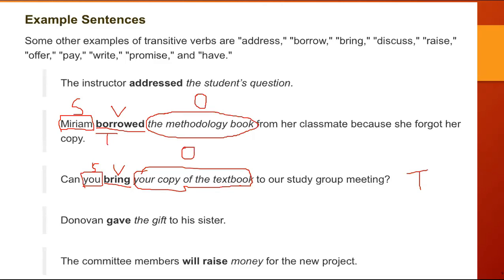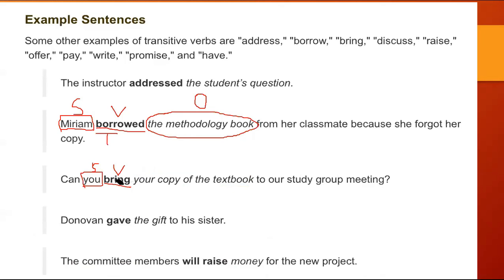The committee members will raise money for the new project. Okay, subject. The subject is the committee members, right? Verb, will raise. What will the committee members raise? Money. So we have what type of verb? Transitive. Exactly. Okay, so do you understand this, guys? Yes, yes, yes.